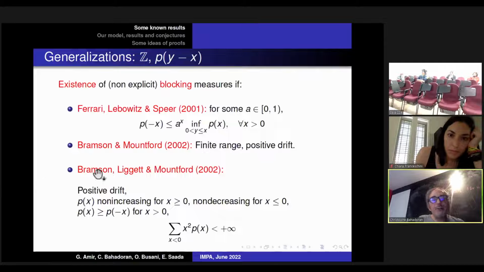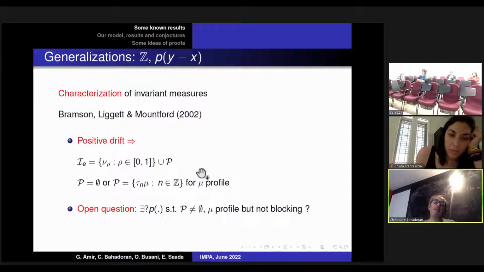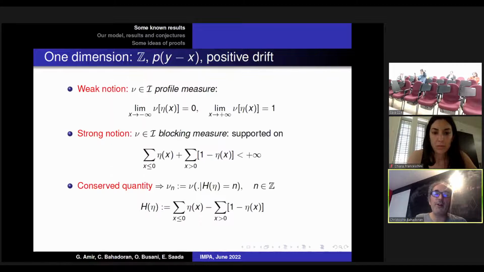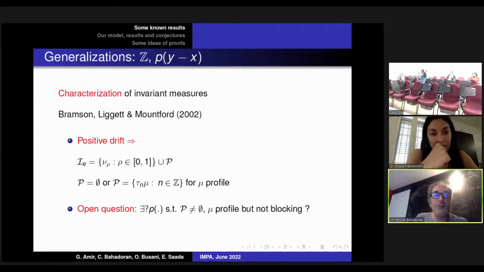So in the paper of Bramson, Liggett, and Mountford, there is also some description. The most general result is that you always have something like this: if you try to describe all invariant measures, it's either the Bernoullis or a set which is the shifts of a unique profile measure. You do not always know whether this measure is a real blocking measure, but it's a profile measure in the sense that I define here, which is a weakening of blocking measures. Okay, so this is an overview of what is known in dimension 1.